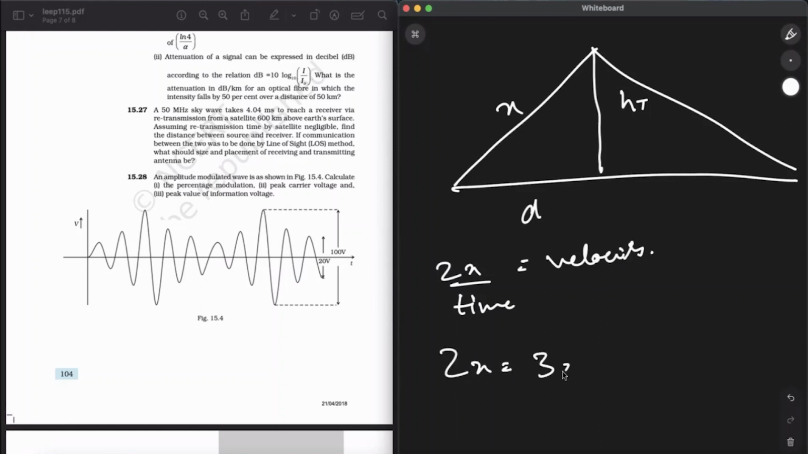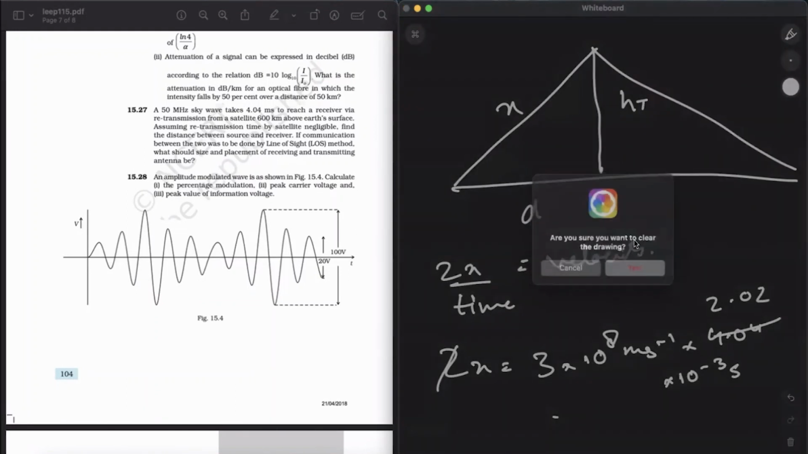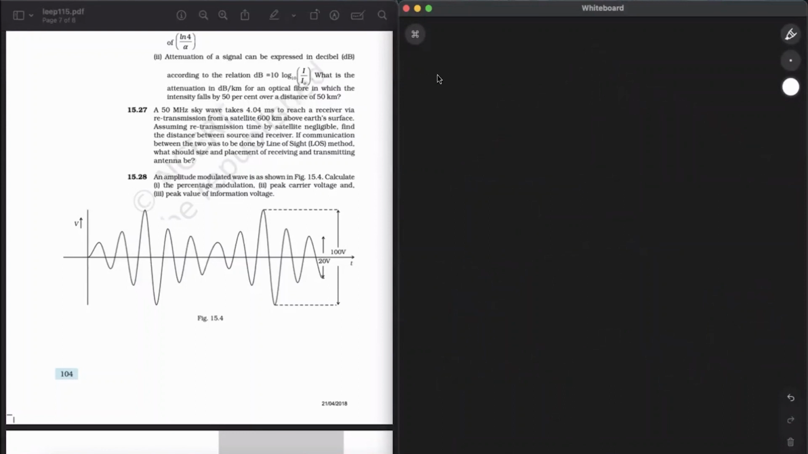3 into 10 to the power of 8 meters per second into 4.04 into 10 to the power of -3 seconds. Alright. So from here, if I want to calculate x, 2.02, okay, so we will get 6.06. So the value of x will be 6.06 into 10 to the power of 5 meters. Alright. Now that is equal to 606 kilometers.